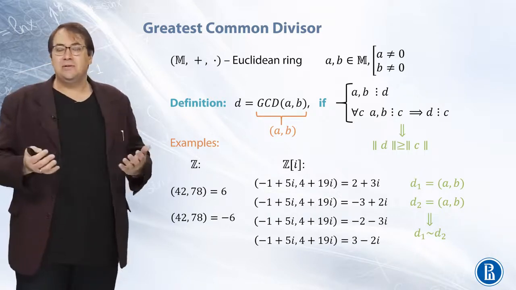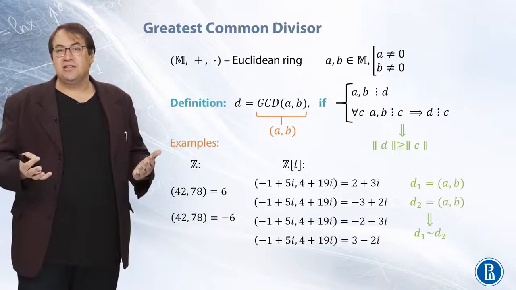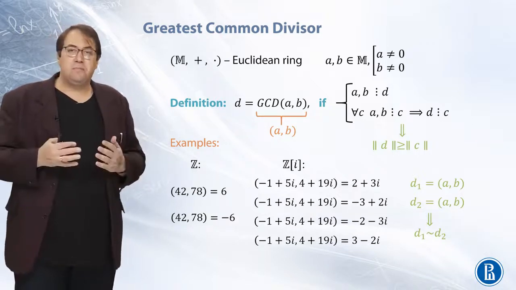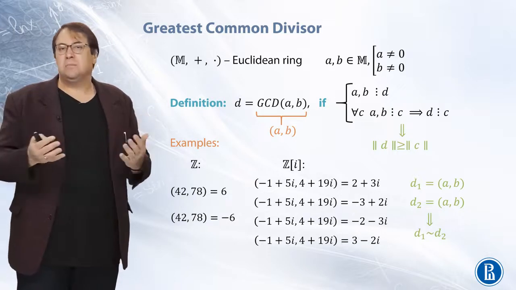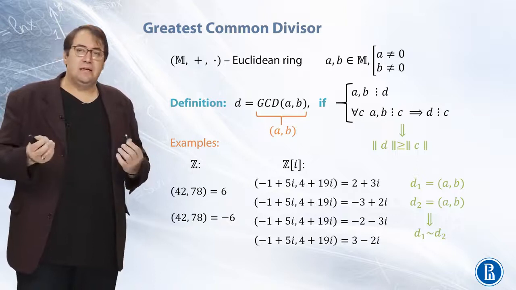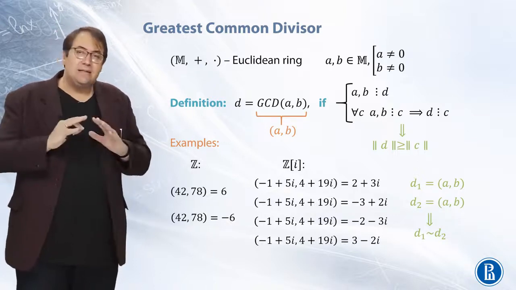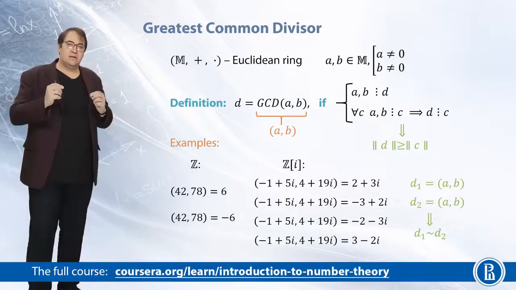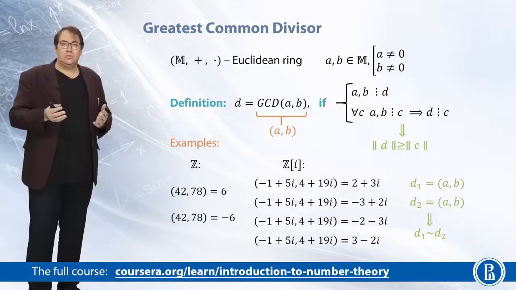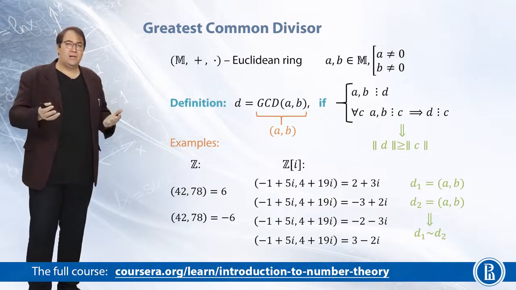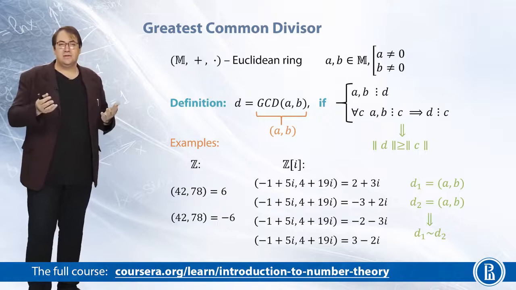So please get used to the fact that the greatest common divisor is not uniquely defined. However, it doesn't matter actually, because when it comes to divisibility, associated elements act just the same. So there is no difference between associated elements. So this is quite okay, and we will have to live with this.